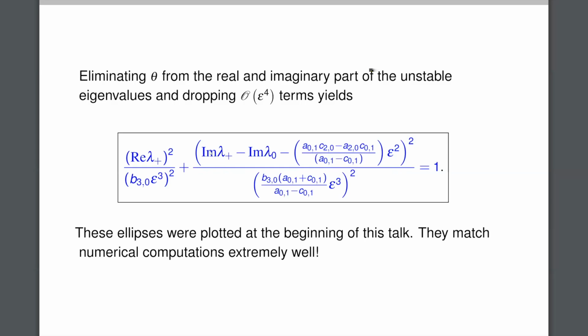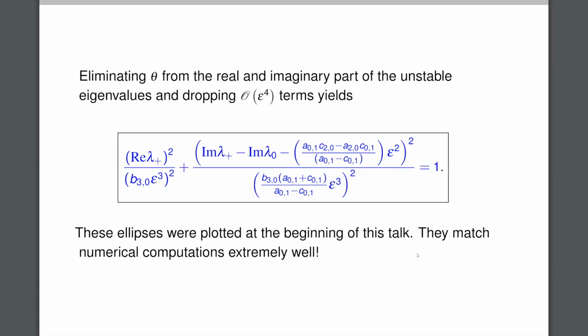And the center of this ellipse is centered on the imaginary axis and drifts away from the epsilon equals 0 double eigenvalue. This drifts like epsilon squared away from that double eigenvalue. And in fact, these ellipses are exactly what I plotted at the beginning of this talk. And as we saw before, they match perfectly with numerical computations.